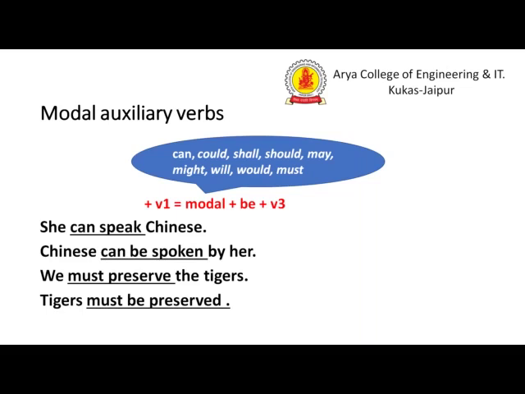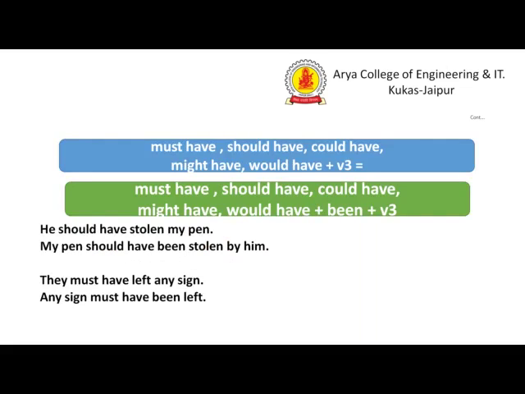So these are the rules we have to use when converting modal verbs. Now you can see must have, should have, could have. They have to be converted from active to passive voice: might have, would have plus verb's third form. For example, he should have stolen my pen. So, my pen should have been stolen by him.